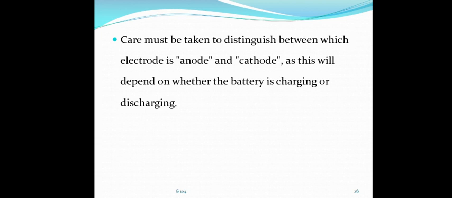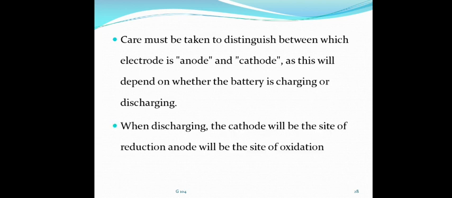So care must be taken to distinguish which electrode is anode and cathode, as this will depend on whether the battery is charging or discharging. During discharging, negative electrode is anode, positive electrode is cathode, because it is a galvanic cell. But during charging, negative electrode is cathode and positive electrode is anode. Are you able to follow? When discharging, the cathode will be the site of reduction, anode will be the site of oxidation.